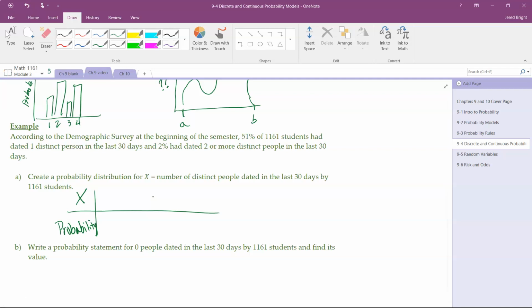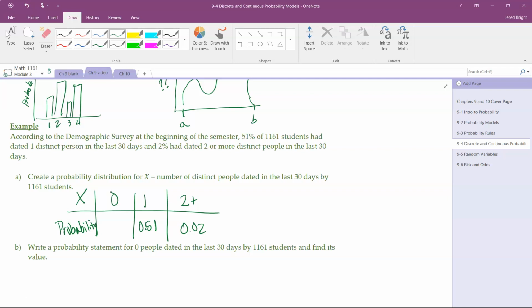Again, all a probability model is, is a listing of all the outcomes in the sample space and then a probability with each outcome. So I have information about one person, and that was 0.51. I'm just going to put it as a decimal. And then I had information for two or more, and that was 2%, so 0.02. And then I'm missing something. I should probably include 0, right? And so now I'm stuck. How do I know the probability for 0?